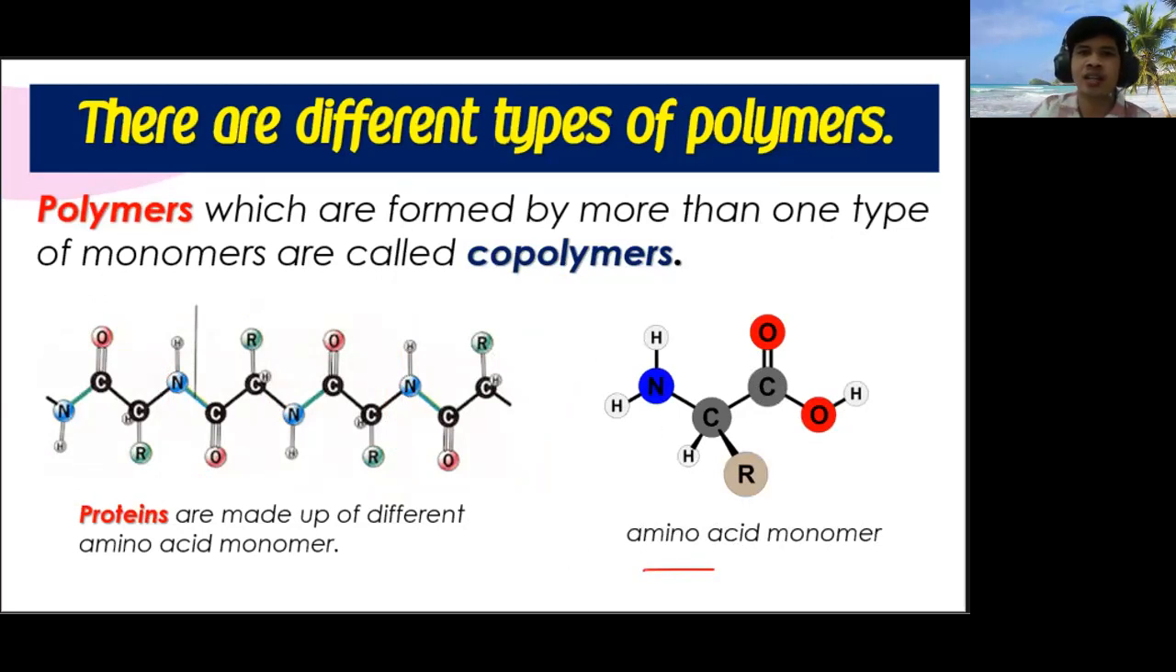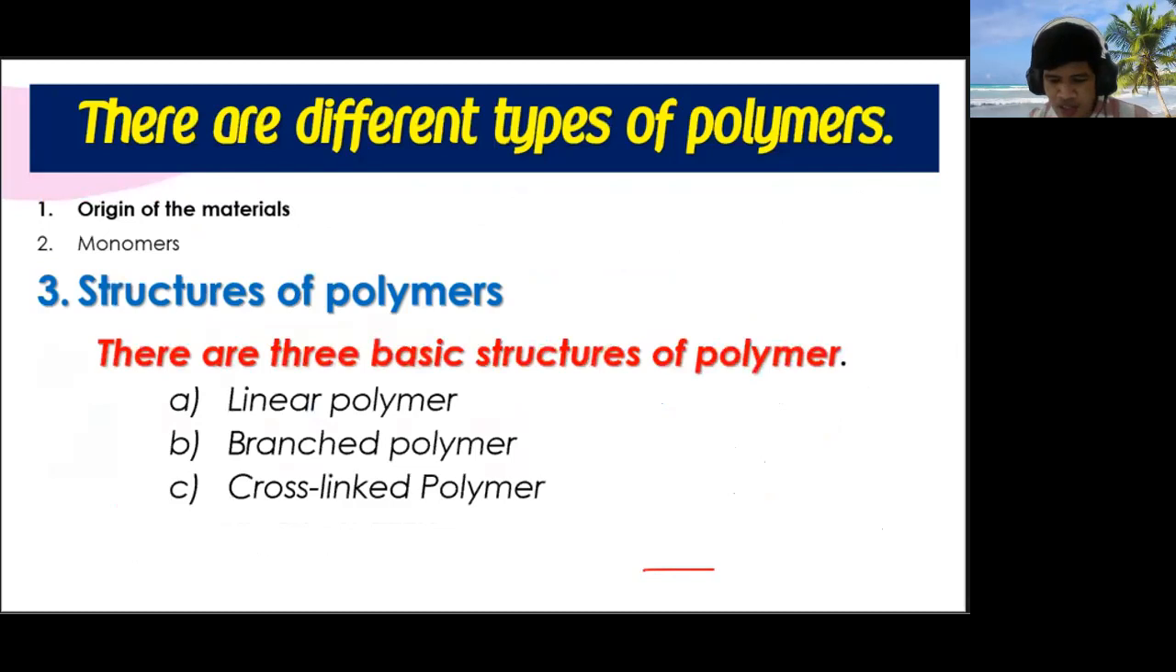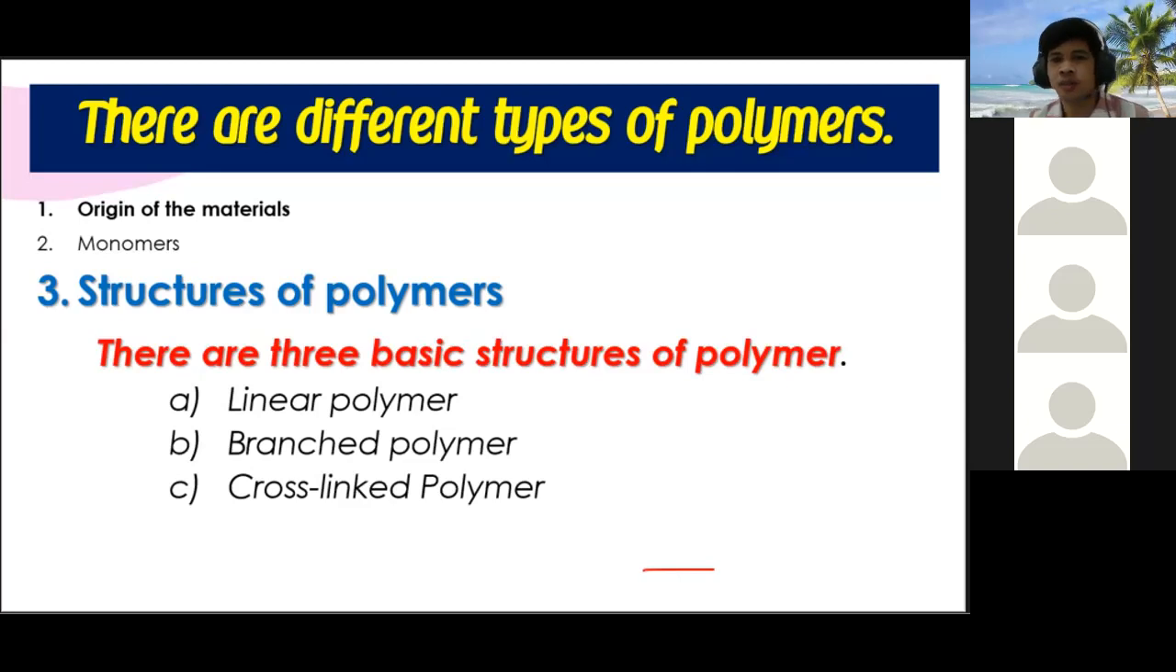The third one is based on the structure. For the structure of polymers, as I've told you, we're going to study at least 3 basic structures. What are the 3 basic structures of polymer? Where is Por? Hello, Por, number 5. Can you tell me, please, Por?